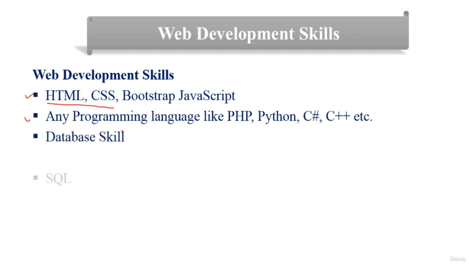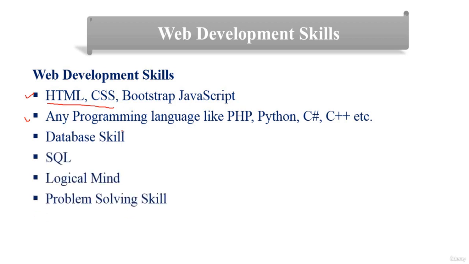Another is database skill, SQL, a logical mind, and problem solving skill. So these are the different skills you have to learn if you want to become a web developer. These are very important. But any programming language, database skill, and SQL are the most important, also HTML and CSS. SQL is a structured query language that is used to communicate with a database.